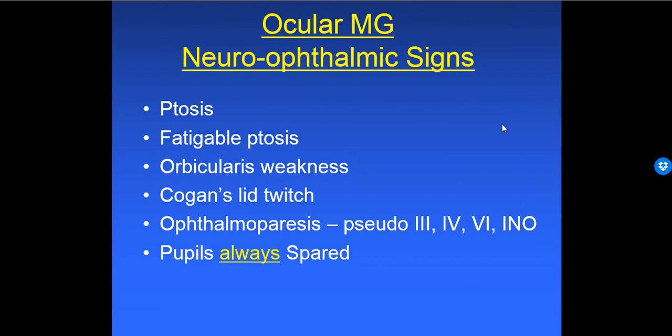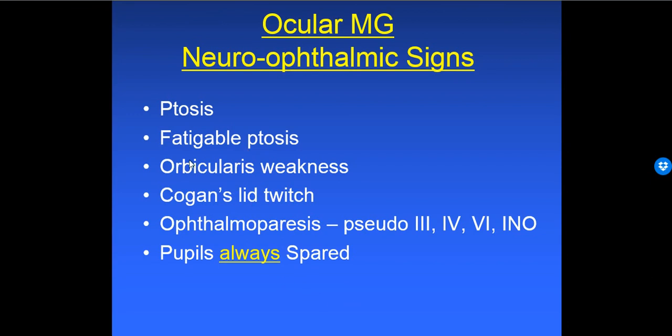So other features that we would look for in addition to the strabismus would be a ptosis, where the eyelids are affected also, and it's a fatiguable ptosis. So the eyelid's not just down. We'll see an example of how it fatigues. We'll see that in a moment.